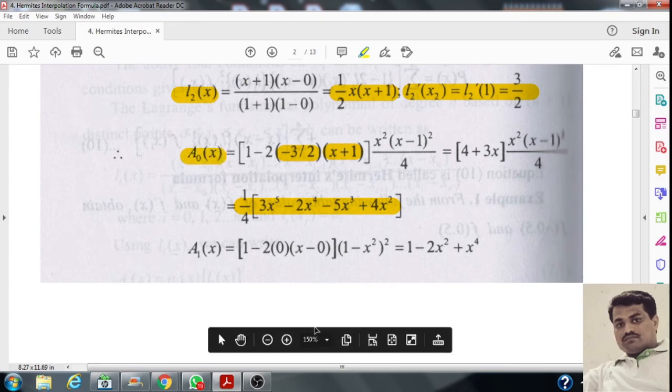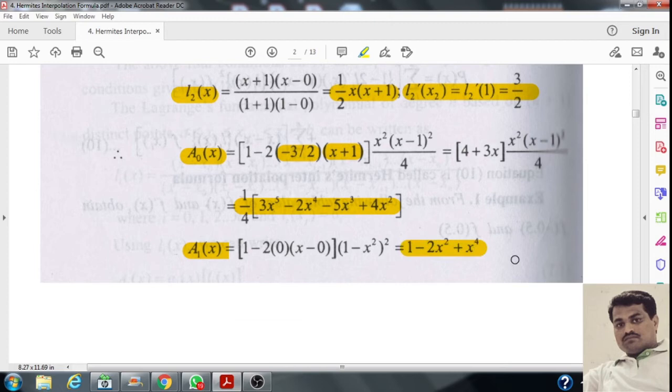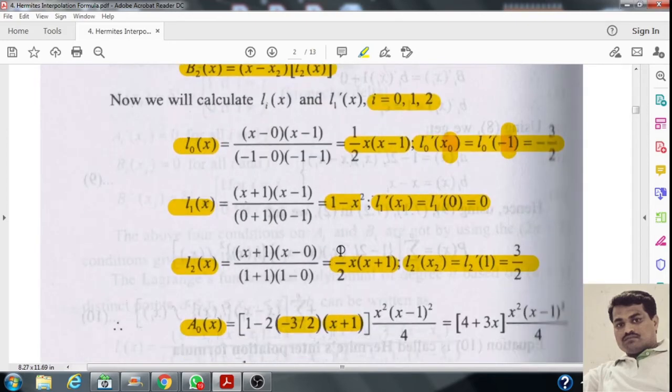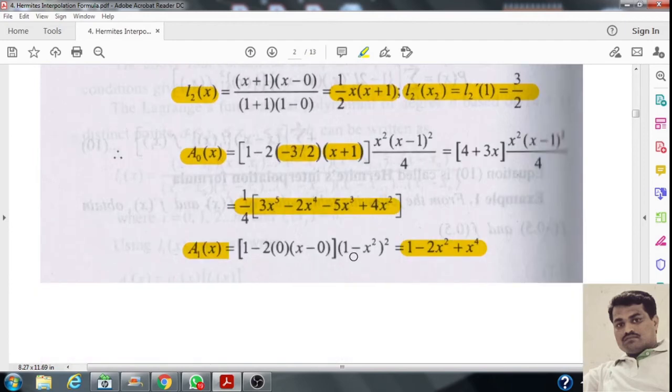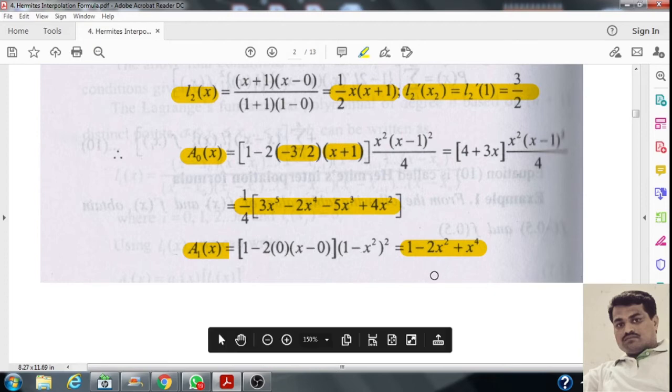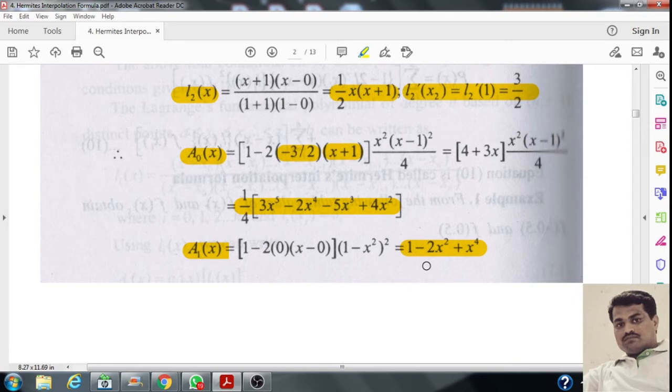Similarly, substituting the values of L1 and L1 dash of x1 in a1(x), we get a1(x) equal to 1 minus 2x square plus x raised to 4. Same way, 1 minus 2 times L1 dash of x1, which is 0, into (x minus x1), where x1 is 0, into L1(x) bracket square. What is L1(x)? L1(x) is equal to 1 minus x square. Hence we are writing (1 minus x square) bracket square. Again simplify this whole right hand side. After the simplification we can write a1(x) is equal to 1 minus 2x square plus x raised to 4.